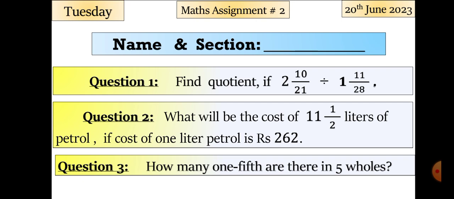Find the quotient of 2 whole 10 over 21 divided by 1 whole 11 over 28. Then answer this: what will be the cost of 11 whole 1 over 2 liters of petrol if the cost of 1 liter of petrol is rupees 262? Then, how many 1/5 are there in 5 wholes? So this is what you can do.